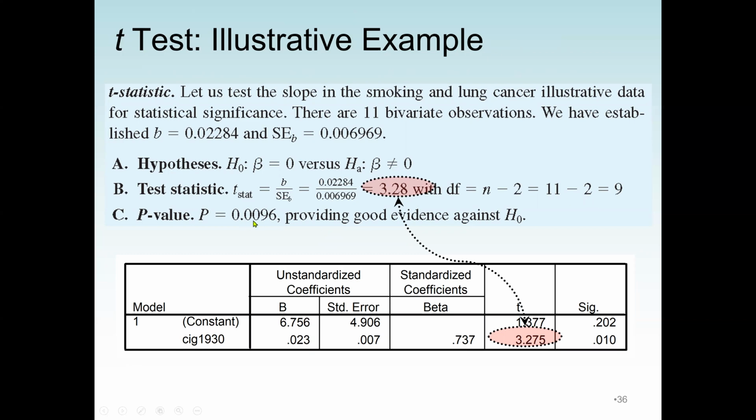Here the p-value is 0.0096, using the t-table or any software. Because the p-value is very small, about 0.01, we have good evidence against H0. H0 said the slope is 0. Here we see the slope is not 0, so we may get a model.